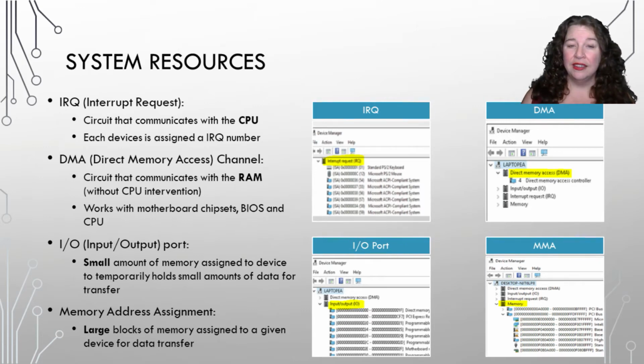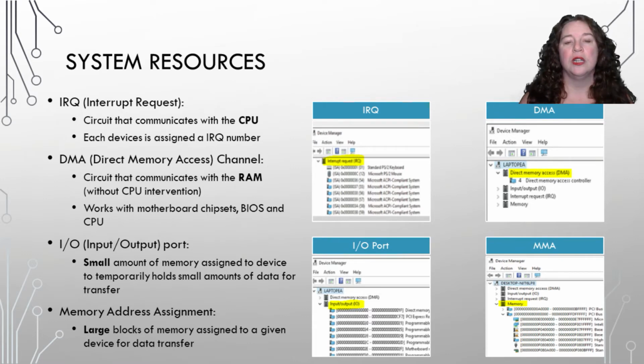Your DMA is your direct memory access. It's a channel. And it is similar to an IRQ, except that it communicates with the RAM. So it communicates directly with your memory as opposed to your CPU. It doesn't have to go through the CPU. It can go straight into the RAM as opposed to going to the CPU and telling the CPU to do it. Generally, this works with your motherboard chipsets, your BIOS, or your CPU. So it works with all of them kind of together. This is your DMA, your direct memory access.